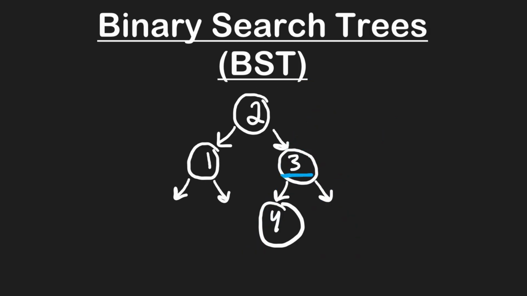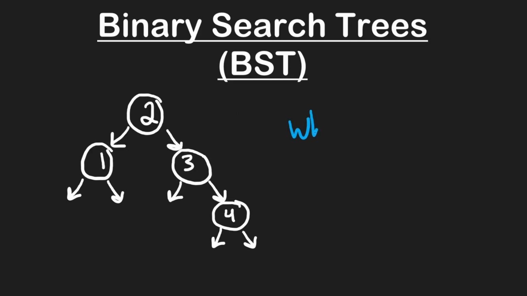So when we look at this node, we check, are all the values in the right subtree greater than 3? Well, it doesn't have any right children. What about the left subtree? Are all values here less than 3? It's not true. 4 is not less than 3. So we can't put the 4 over here. We have to put it over here.